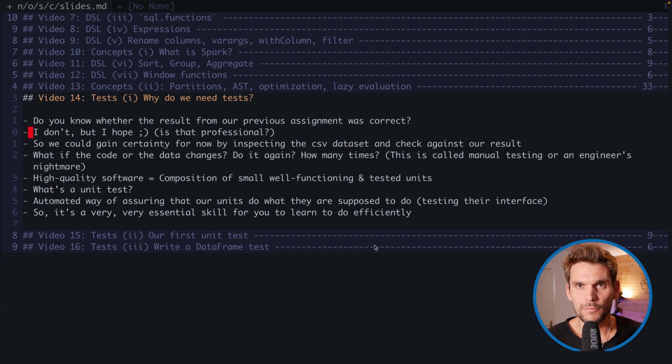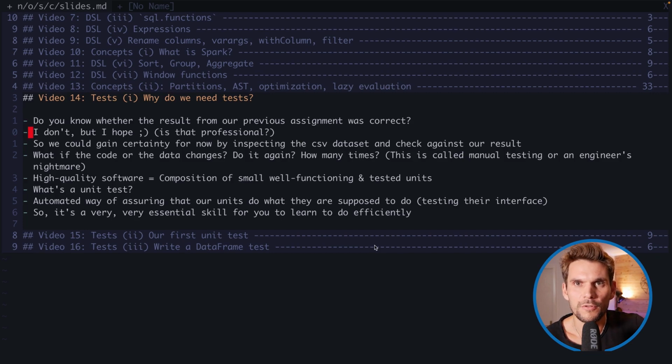Even though I have worked with many people in professional contexts who thought that testing was not necessary, I encourage you, if you want to develop high quality software, there is no way around testing. Here I put a small definition, which is only my opinion. I say high quality software is a composition of small and well functioning tested units. If any of these things is not given, you cannot talk about high quality software.